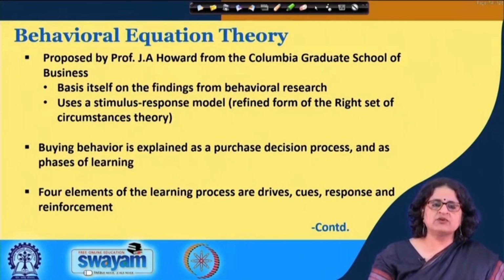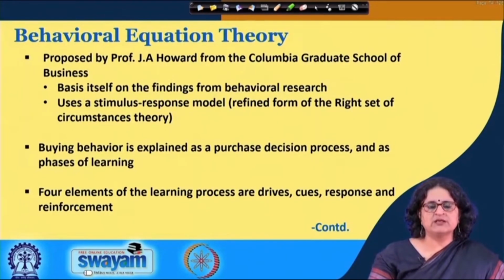Now here buying behavior is explained as a purchase decision process and as various phases of learning which happen on the part of the buyer. The theory bases itself on four elements of the learning process, which are 1 drives, 2 cues, 3 response, and 4 reinforcement. So this particular theory, the behavioral equation theory, is explained as a purchase decision process and as phases of learning, and what it incorporates is 4 different elements of learning, which are drives, cues, response, and reinforcement.